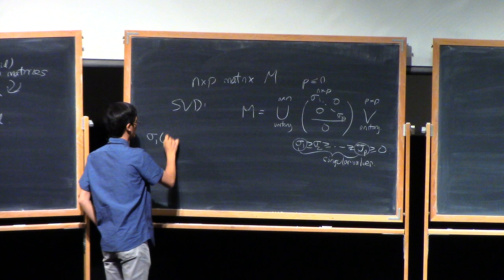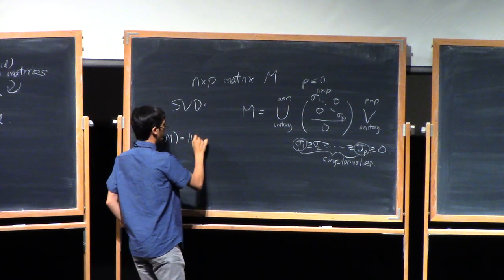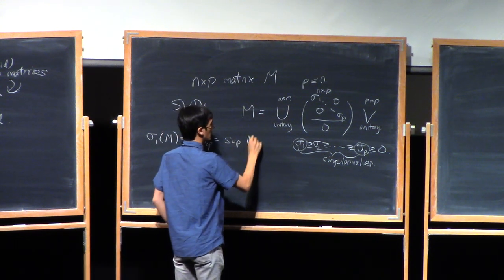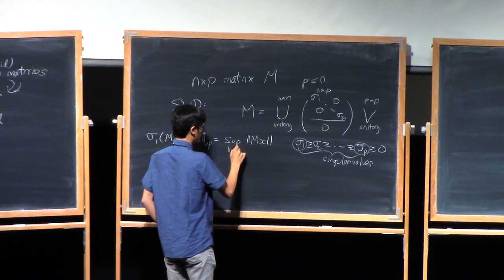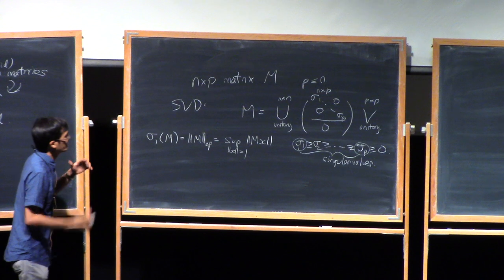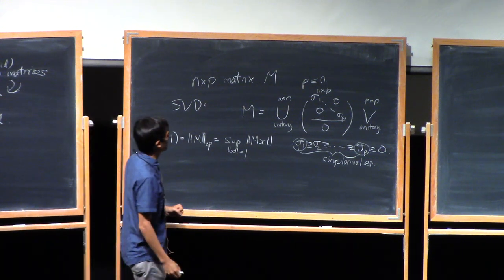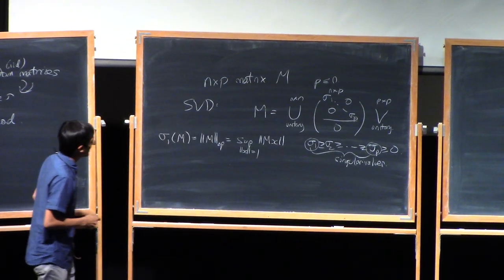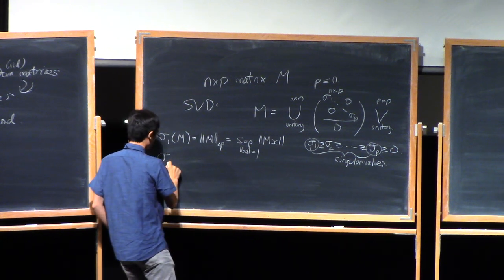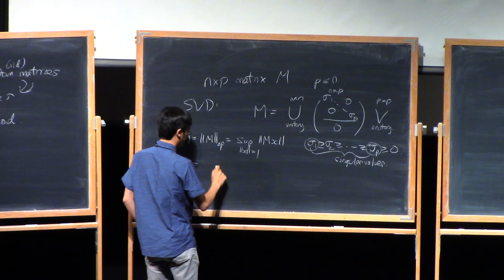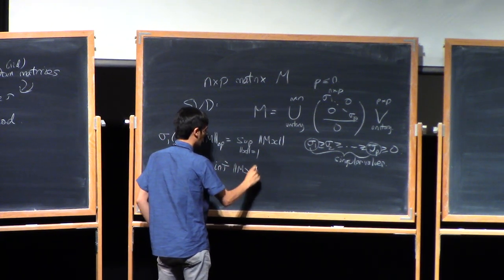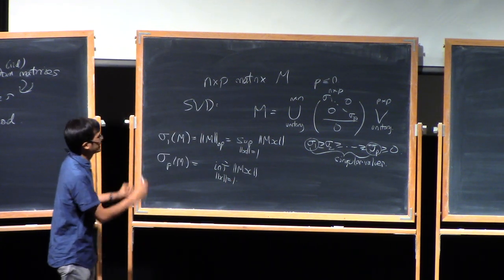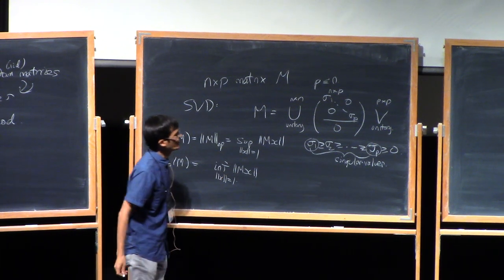The largest singular value of a matrix is also the operator norm. Another way to think about it is that it's the supremum of the norm of Mx over all unit vectors. So the largest singular value is the most that a matrix can dilate a vector. Of course, here I'm using the L2 norm always for vectors. Similarly, the smallest singular value is the infimum over unit vectors, so it's the most contractive that your matrix can be.